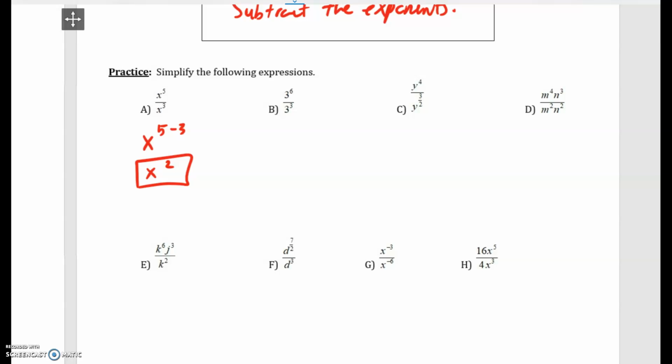Okay, let's try letter B. We have the same base. The base is 3. We can subtract the exponents. 6 minus 3 is 3.